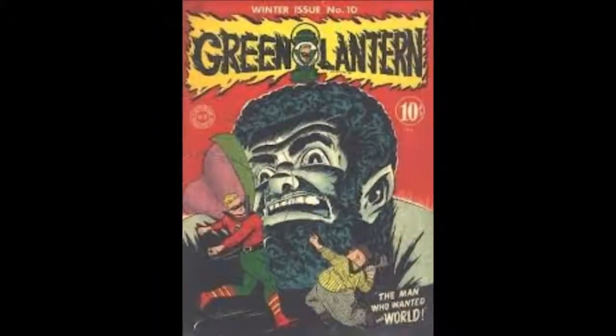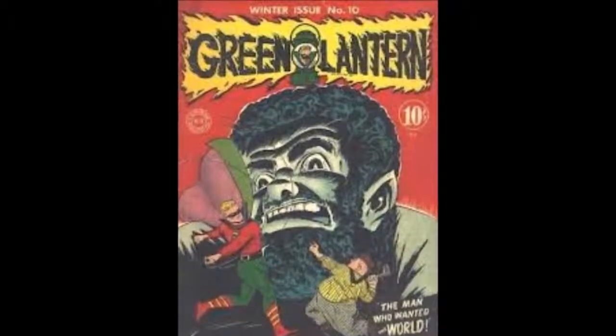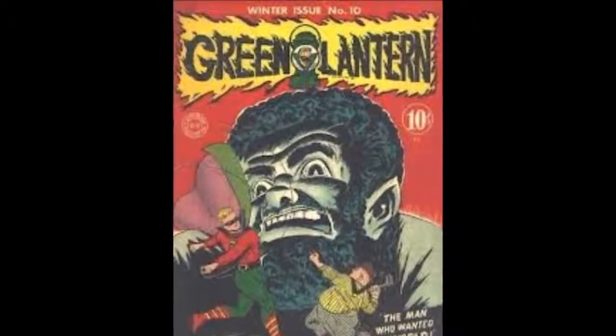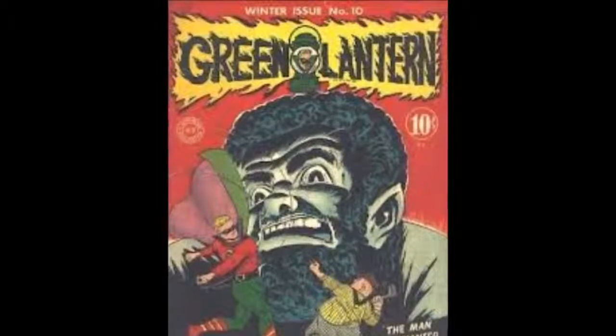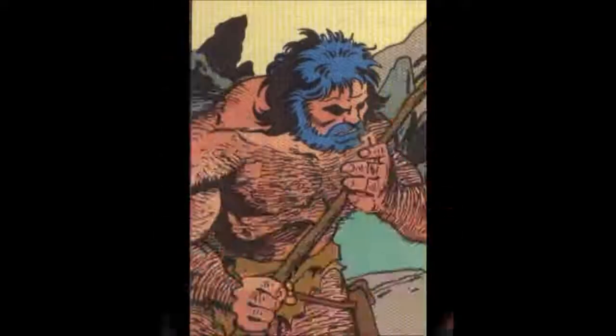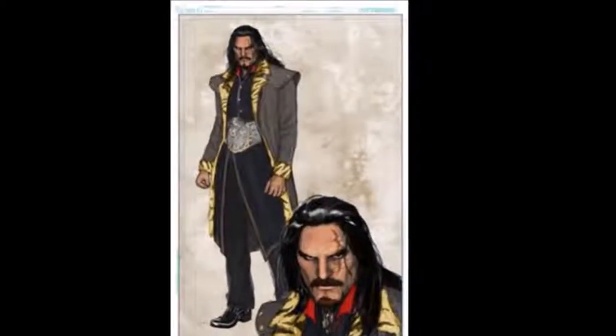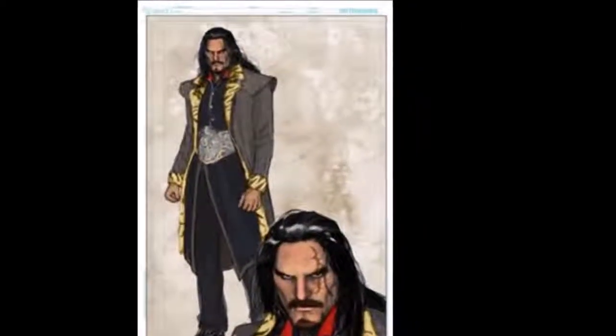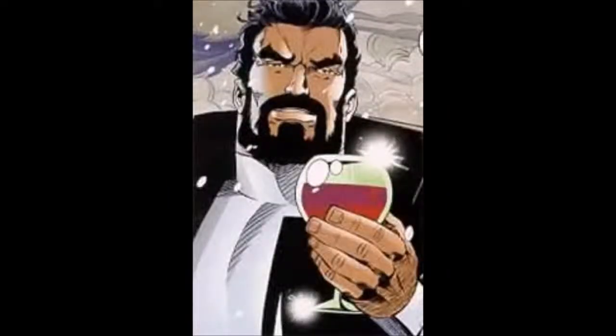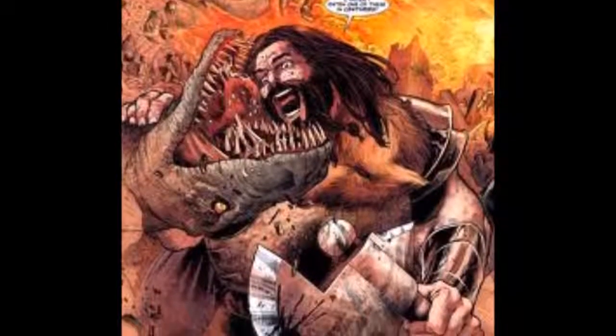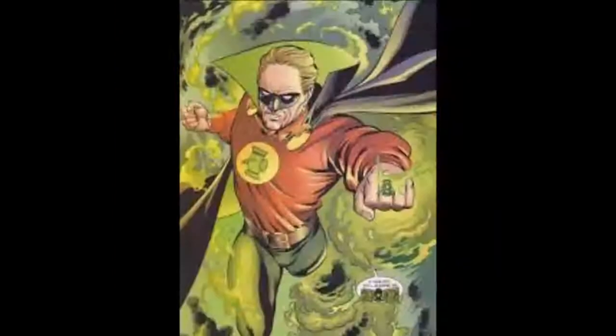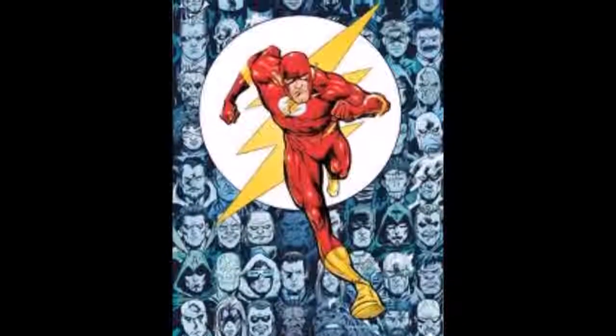Vandal Savage was created by Alfred Bester and Martin Odell and first appears in Green Lantern number 10 in December of 1944. Described as only an immortal, Savage only really cares about one thing: conquest. His abilities include immortality, superhuman strength, a genius-level intellect, and excellent skills in combat. Some of his known enemies are Green Lantern Alan Scott, the Immortal Man, the Time Traveler Rip Hunter, and the Flash, to name a few.